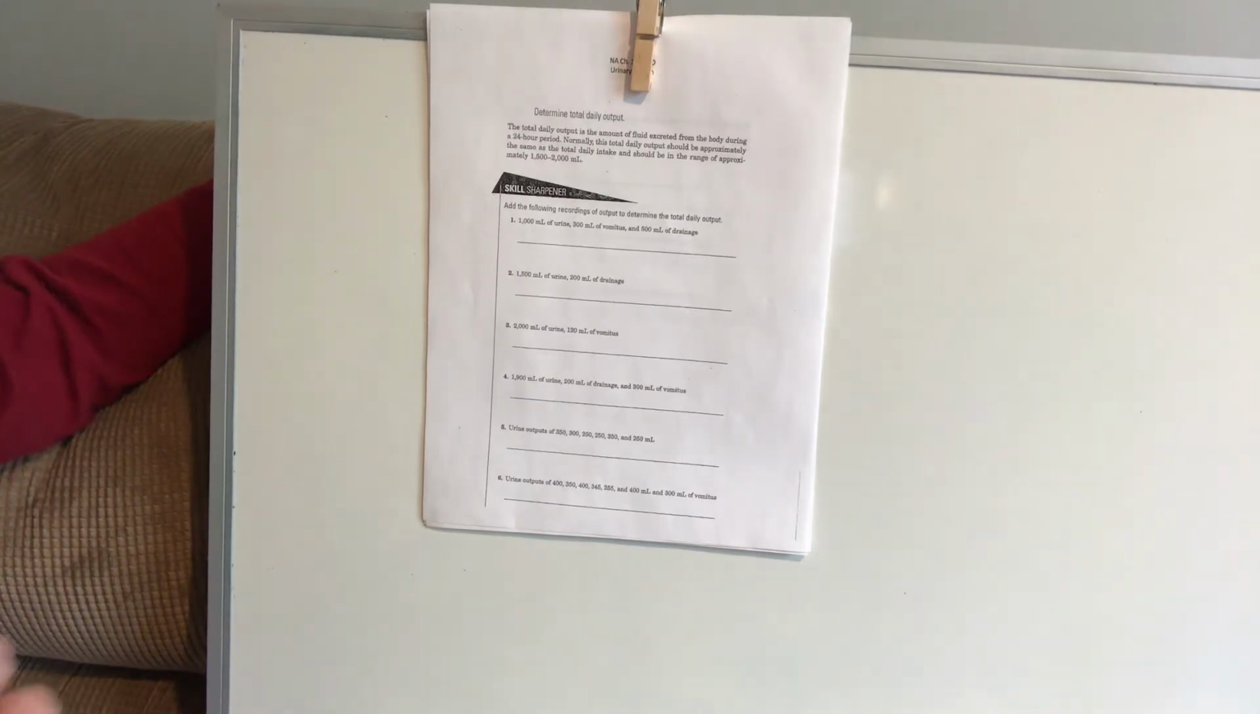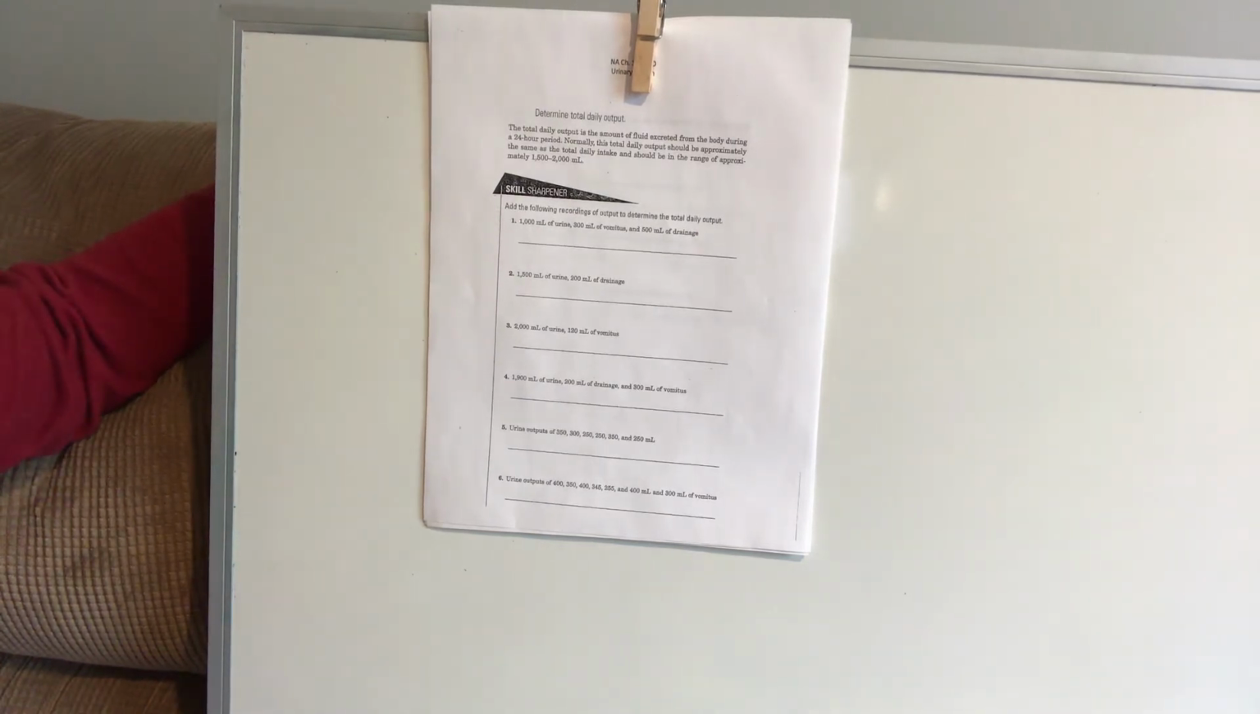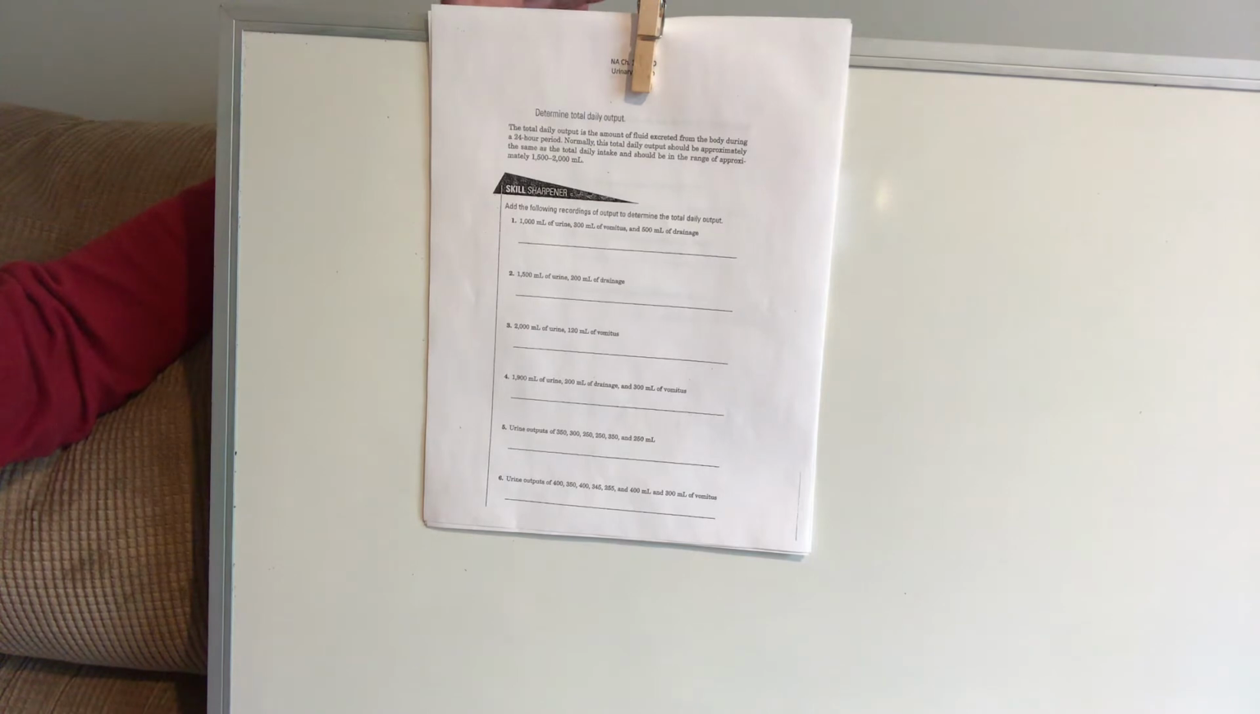So in order to figure out what our daily output is, we're going to take everything that we know is considered to be output and we're going to add that all up and then record that amount. So again, things we might think are going to be output: urine is output, we've got diarrhea, we've got emesis, we've got drainage. All of those things are considered output.